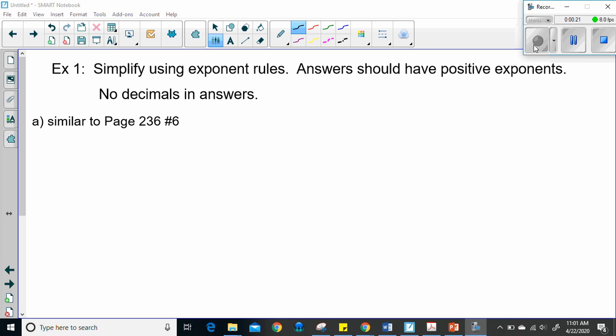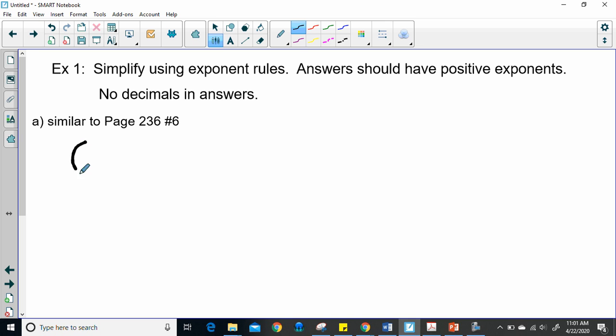First off, let's try one that's similar to question number 6 on page 236. Let's say we are going to do bracket x to the 5 bracket all to the exponent 2 over 10, times bracket x to the 8 bracket to the negative 1/4. We got a lot going on in this question, and all we want to do is simplify it using our exponent rules. When we're simplifying, we want to make sure we have positive exponents as our answers, and we don't have any decimals.